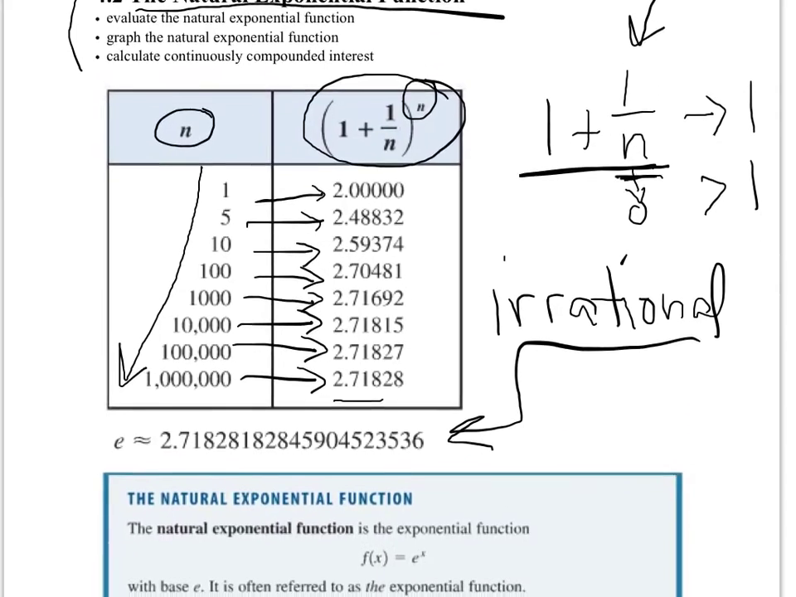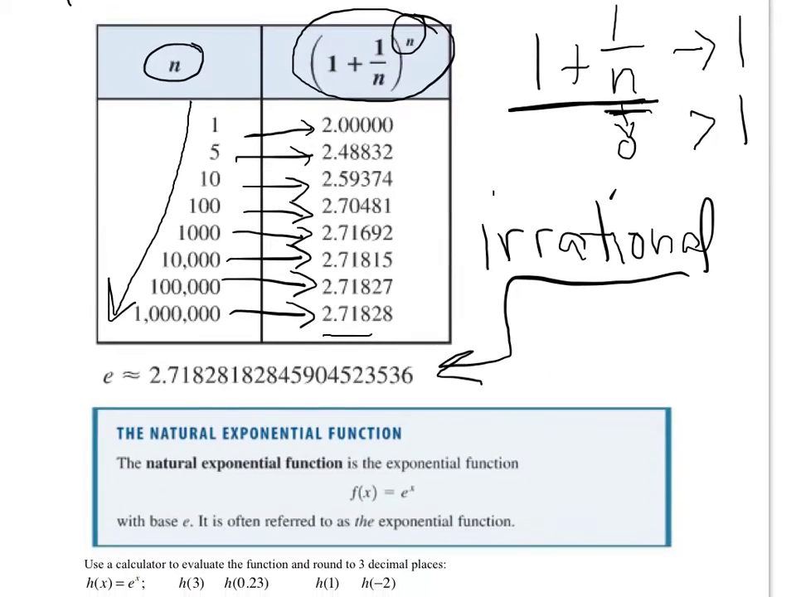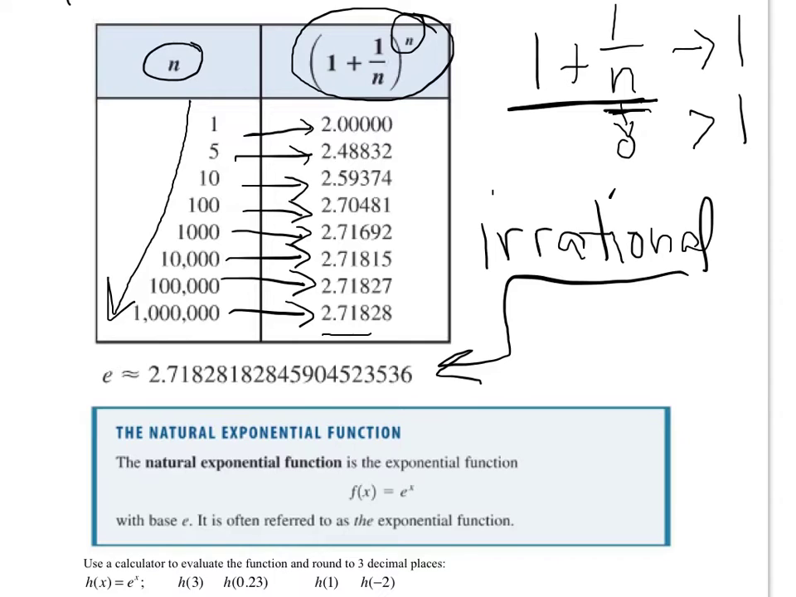Now, the number e is used as the base for an exponential function. And when the number e is the base of an exponential function, we say we have the natural exponential function. So the natural exponential function is simply the function f of x equals e to the x. Just remember that e is simply a number, and it's a number between 2 and 3. So you can think of this exponential function in terms of that value of e.